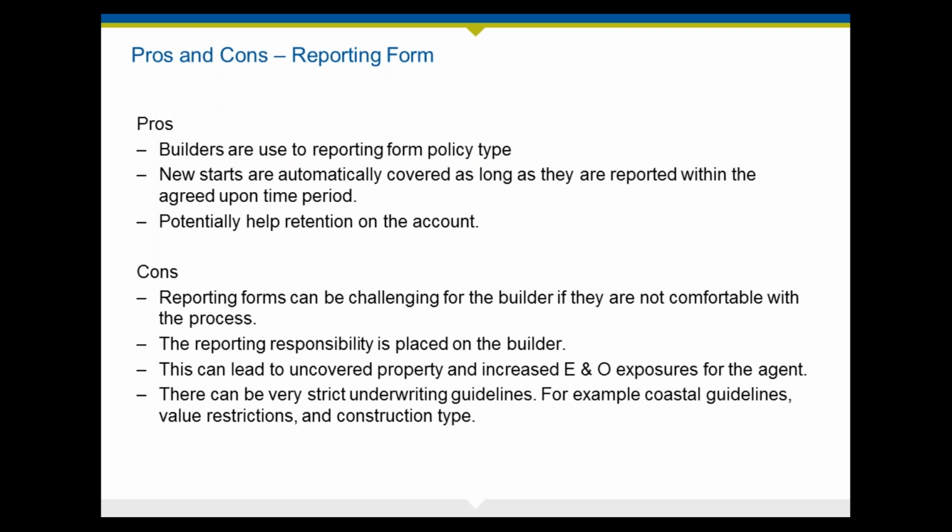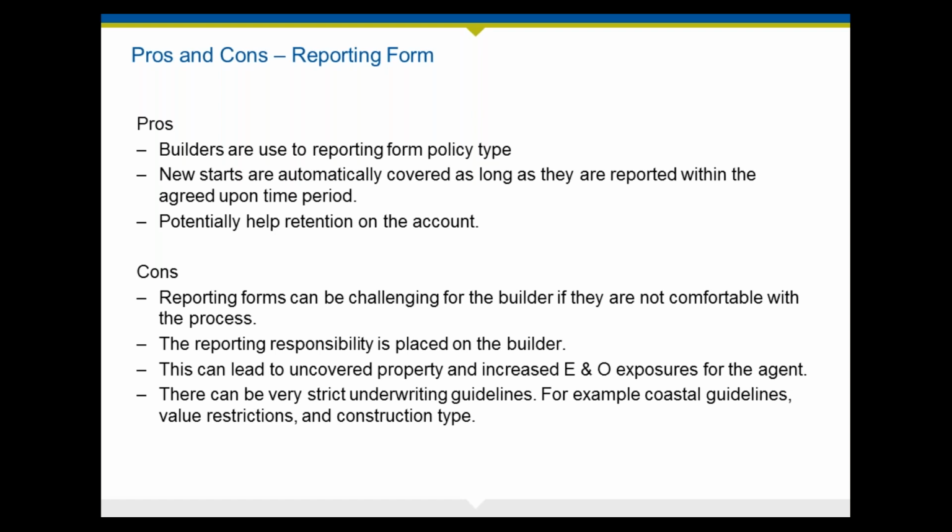On the con side, which we got to be very careful here, it can be very difficult to explain to a builder. Number one, if they've never done it before, you have to explain to them that if you don't report within the set amount, in the set time period, you run the risk of no coverage, an uncovered claim. The reporting responsibility is placed solely on the builder. So you've taken the responsibility and made it the builder's responsibility to report not only on time, but the correct value. So that's a big emphasis to put on the big exposure to put on the builder.